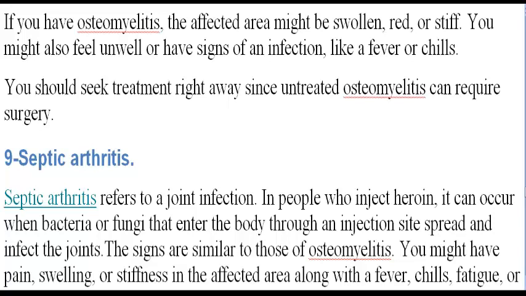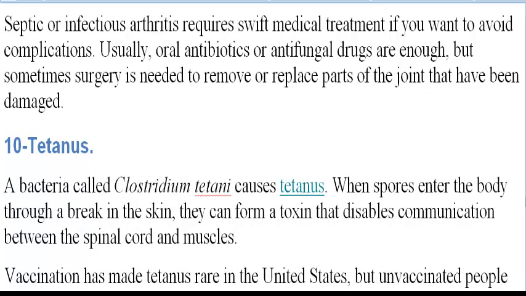9. Septic arthritis. Septic arthritis refers to a joint infection. In people who inject heroin, it can occur when bacteria or fungi that enter the body through an injection site spread and infect the joints. The signs are similar to those of osteomyelitis. You might have pain, swelling, or stiffness in the affected area along with a fever, chills, fatigue, or weakness. Septic or infectious arthritis requires swift medical treatment if you want to avoid complications. Usually, oral antibiotics or antifungal drugs are enough, but sometimes surgery is needed to remove or replace parts of the joint that have been damaged.